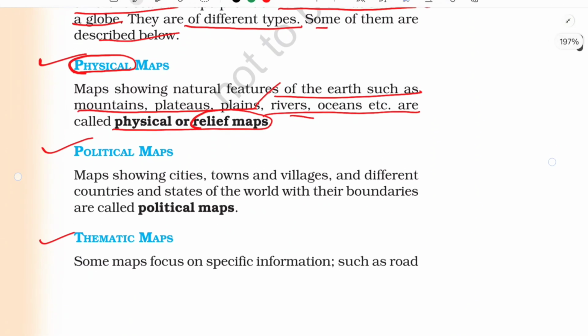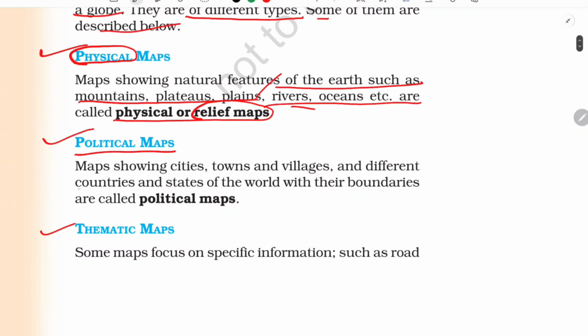And the next type of map is political maps. Here you will see maps showing cities, towns, villages, and different countries and states of the world with their boundaries, called political maps. For example, when we see the map of India, we basically refer to a political map, isn't it? Because there you can see the boundary, and you will have the information about the states and the capital of that state as well. Such maps are political maps where there are proper boundaries.